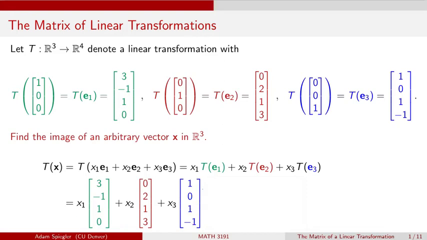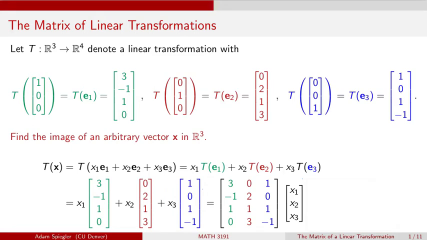And we can think about this as the product of a matrix and a vector. It would be the matrix whose first column is this vector in green, whose second column is this vector over here, 0, 2, 1, 3, and whose third column is this vector here, 1, 0, 1, minus 1. And we're going to multiply that matrix by the vector x1, x2, x3.